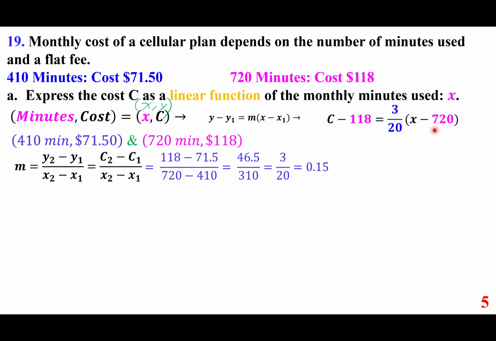Distribute, and we get c minus 118 is 3 over 20x minus the product of these two is 108. Move the negative and make it positive 118 on the other side. So we get c equals 3 over 20x plus 10, or you can say 0.15. And that's the equation.